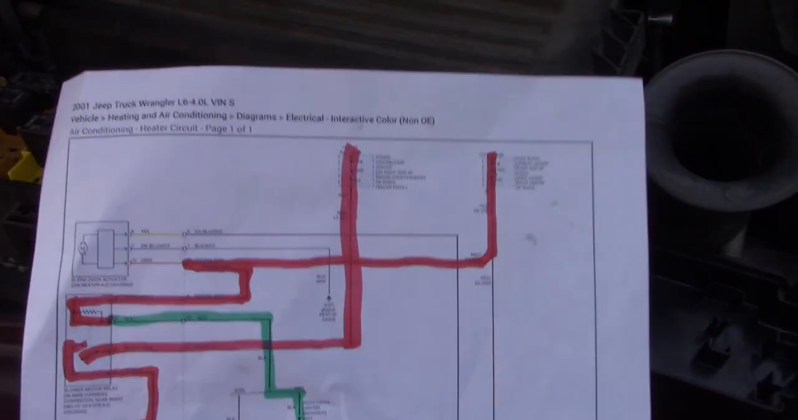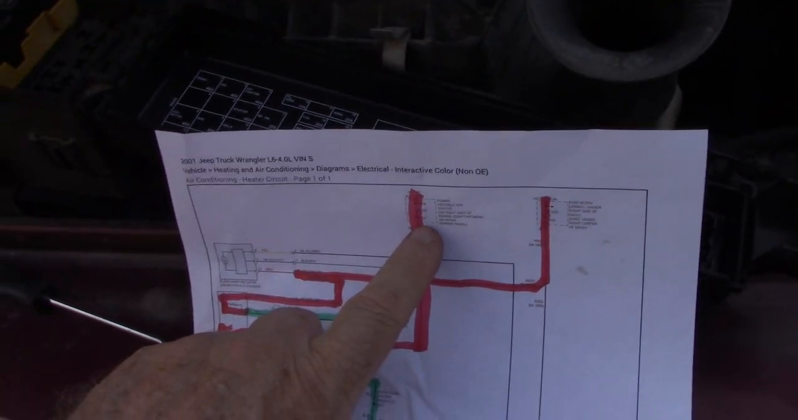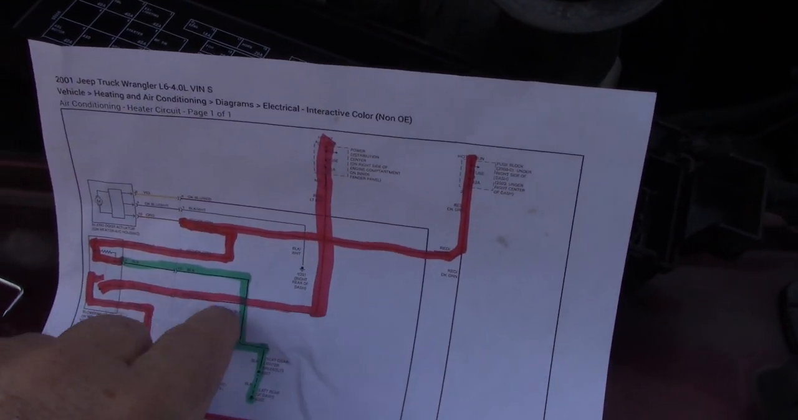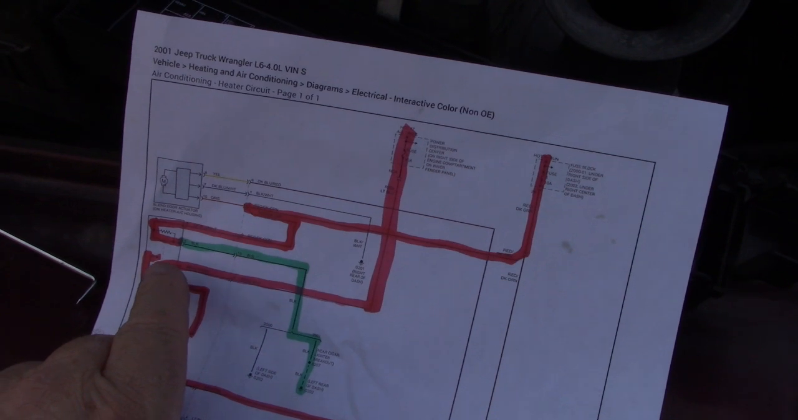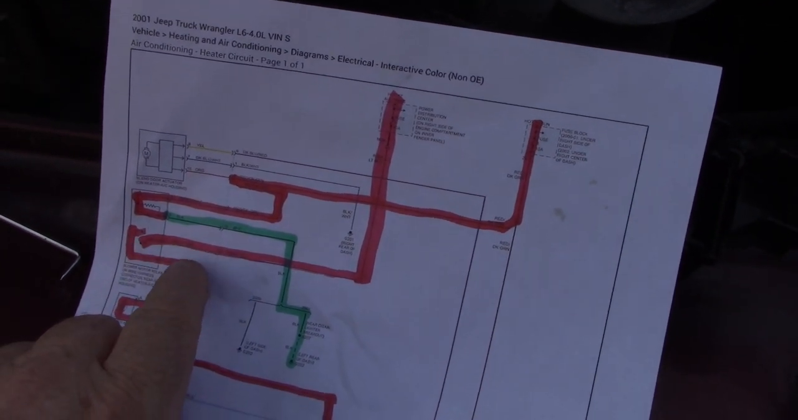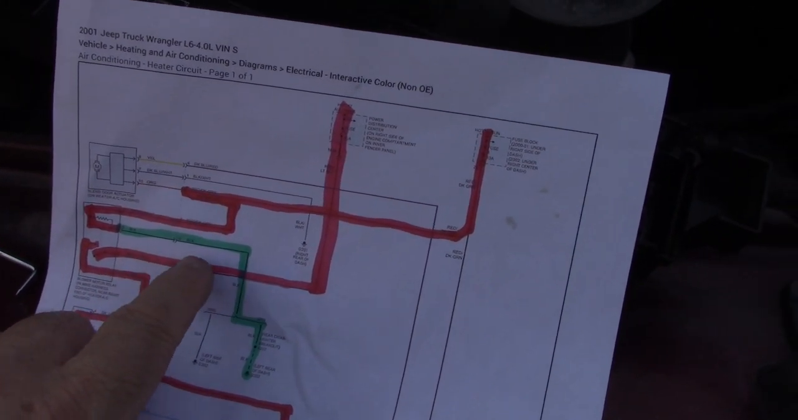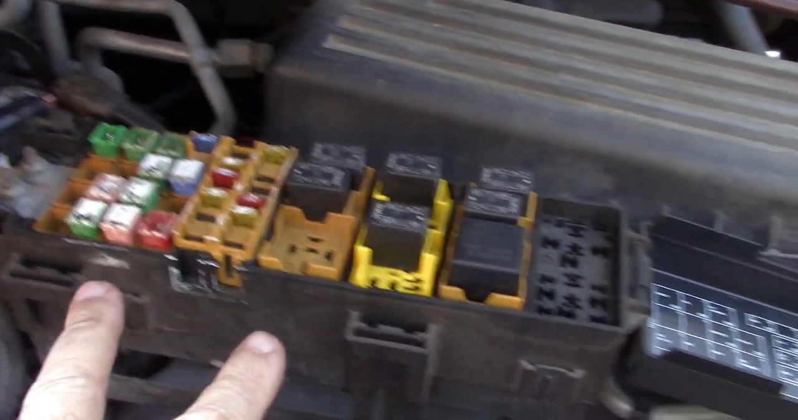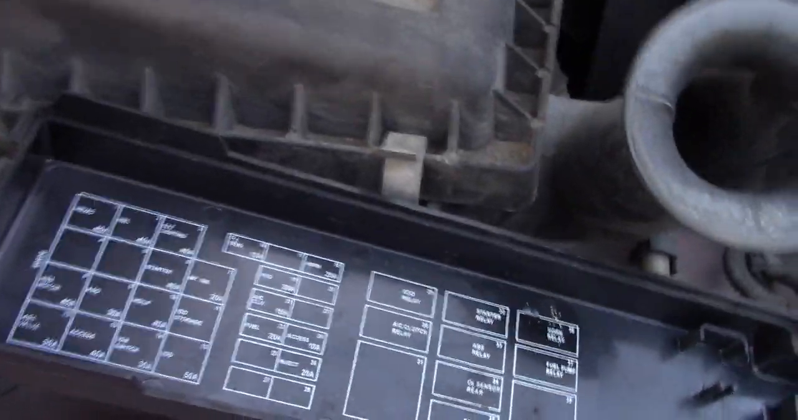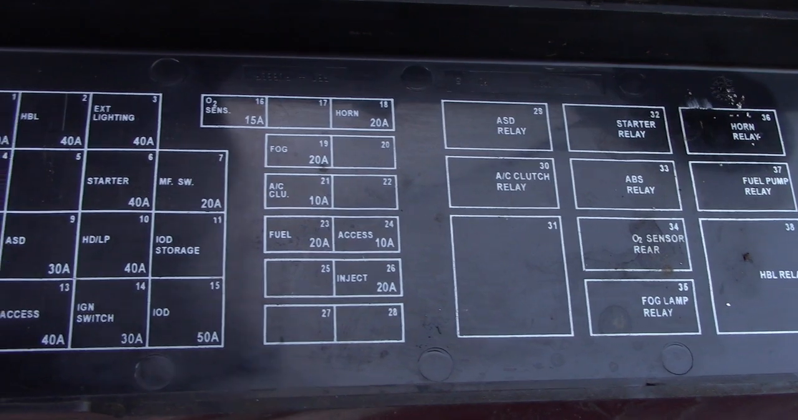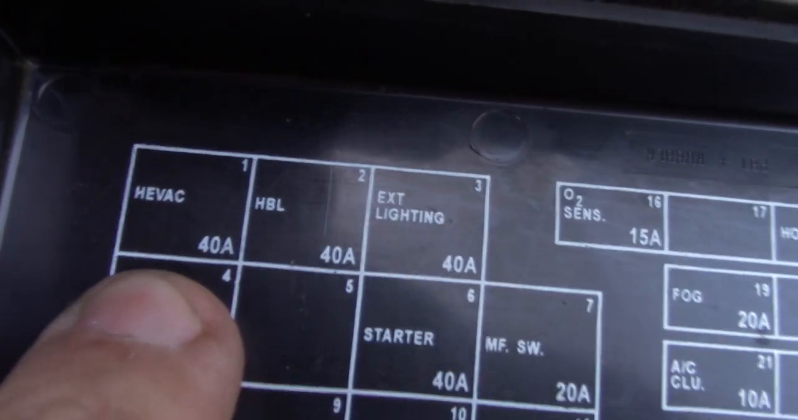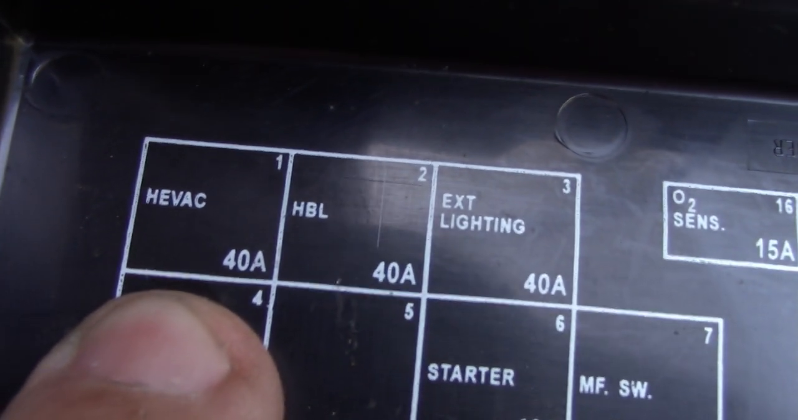We're underneath the hood here, and the power distribution center, which is hot all the time, supplies the power to one side of the blower motor relay. The power distribution center is right here, with all your fuses and relays and what have you. It's nice of them that they have things labeled. And what we're looking for is HVAC. Okay? And it's a 40 amp fuse.